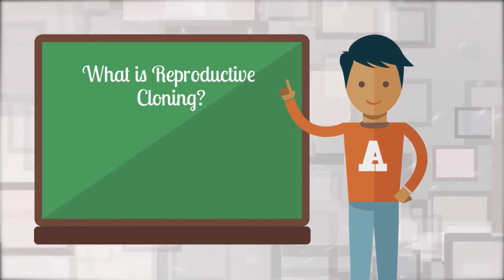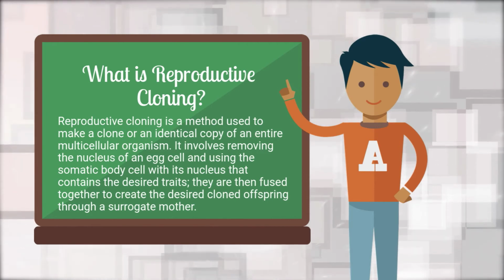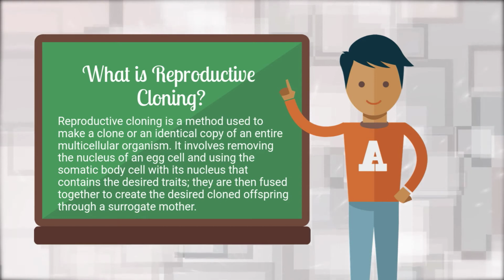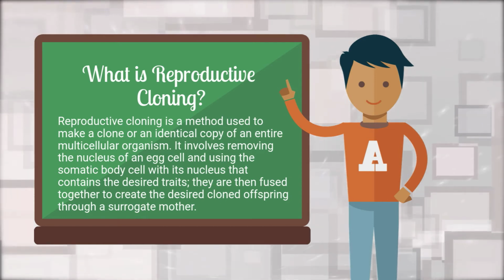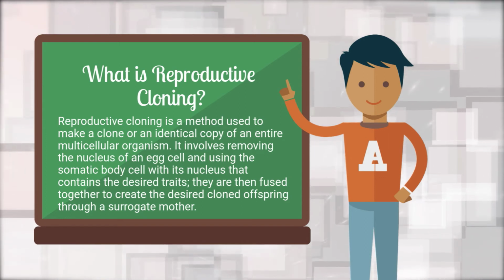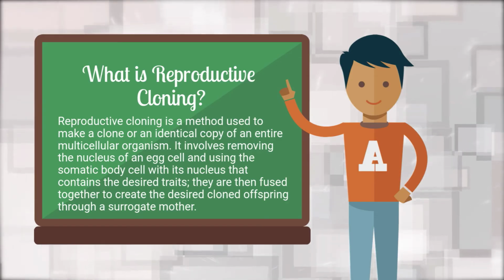Well, it is a method used to make a clone or an identical copy of an entire multicellular organism. It involves removing the nucleus of an egg cell and using the somatic body cell with its nucleus that contains the desired traits. They are then fused together to create the desired cloned offspring through a surrogate mother.